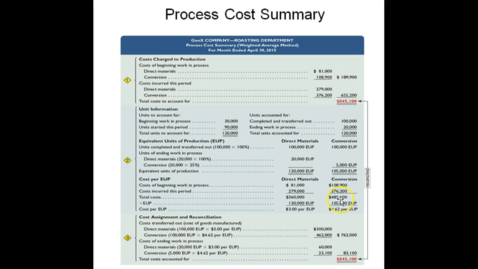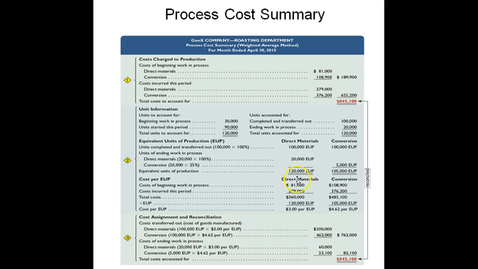And you add those up, and you do that for your beginning, cost incurred, and then the total cost. And then you find out how much each equivalent unit or each piece cost during that period of time. So you'll see here we end up with $3 per equivalent unit and 462.